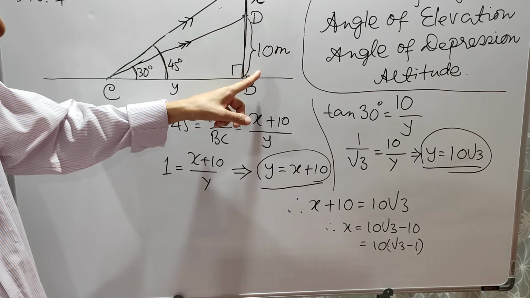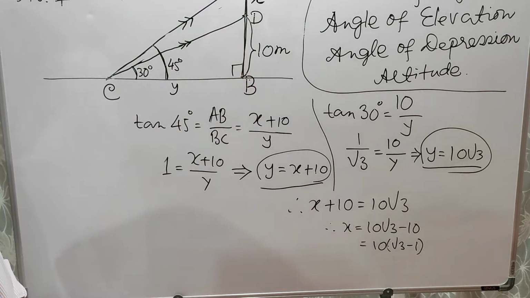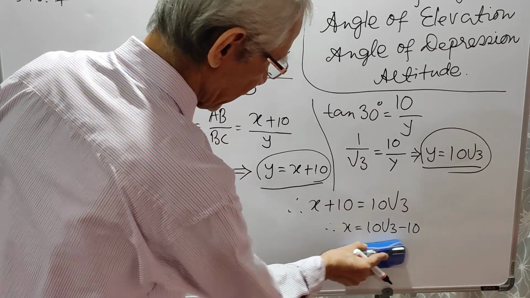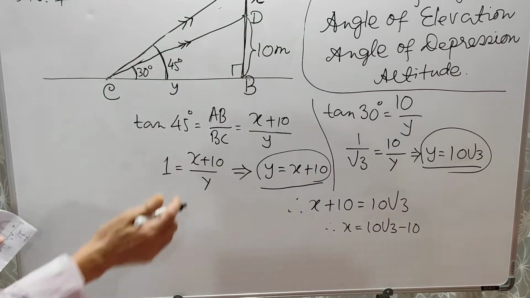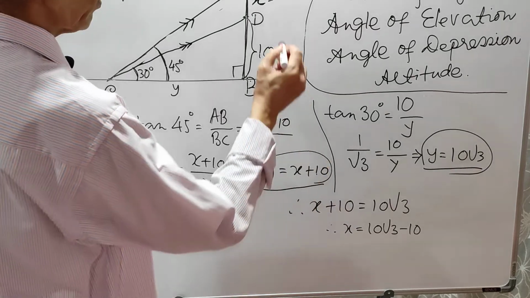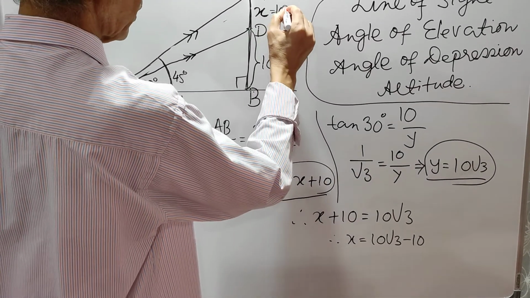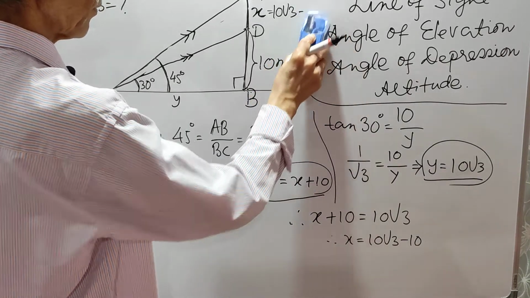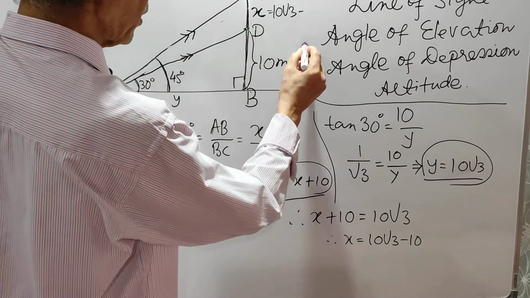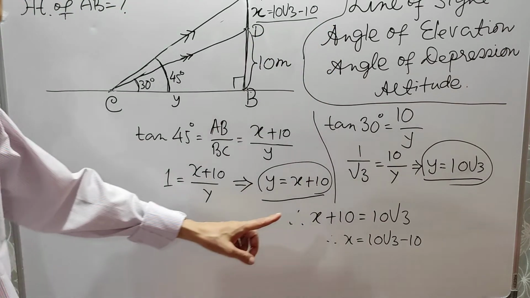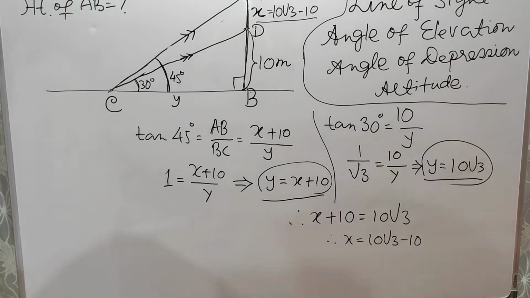Now we got X. Yes, this is X, so this is not necessary. So we found this one is what? 10 root 3 minus 10. So from here we got the X value, 10 root 3 minus 10.